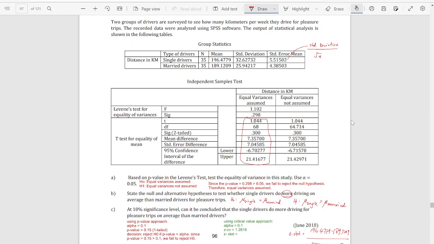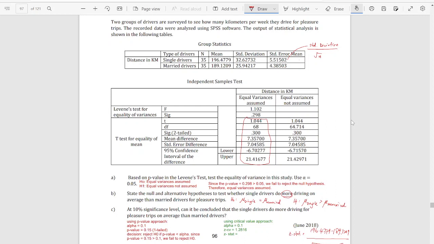6.2732 squared divided by 35, plus the next one will be 25.94, or you can use the standard error directly, 25.94217 squared divided by 35 also. You get that, and then take the square root. So you get 7 point something, right?